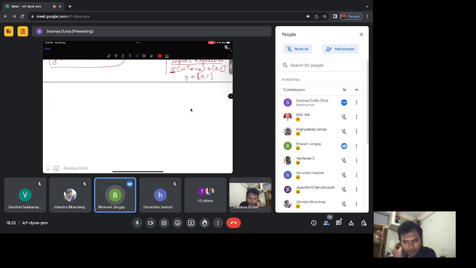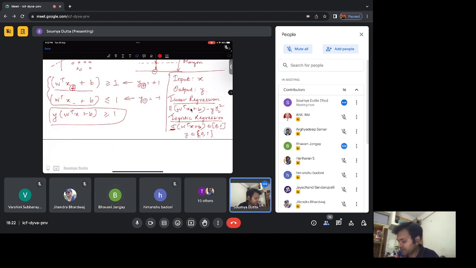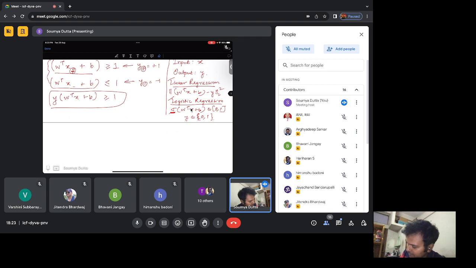So greater than or equal to 1, they have simply taken 1, right? Because, the one thing which has been referred to slightly in the lecture is that W and B you can select in such a way that, suppose you had made this 100 instead of 1, your classifier will actually remain exactly the same.